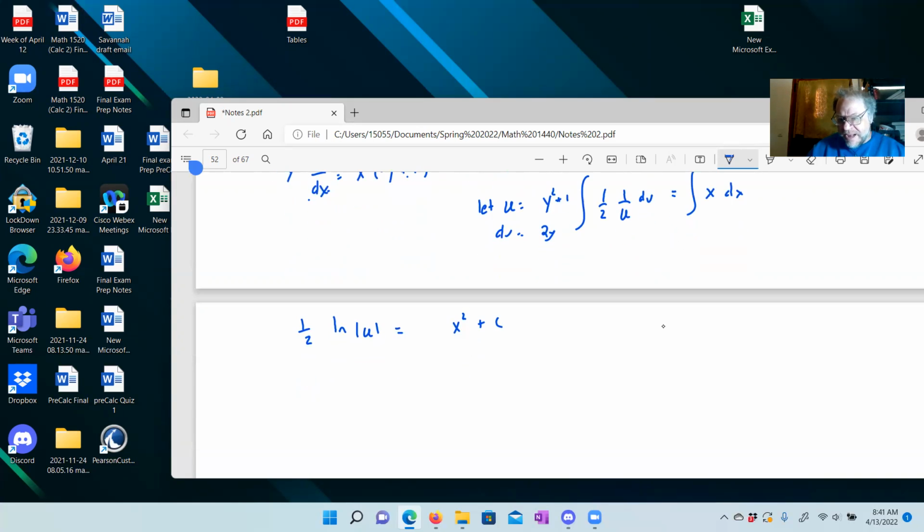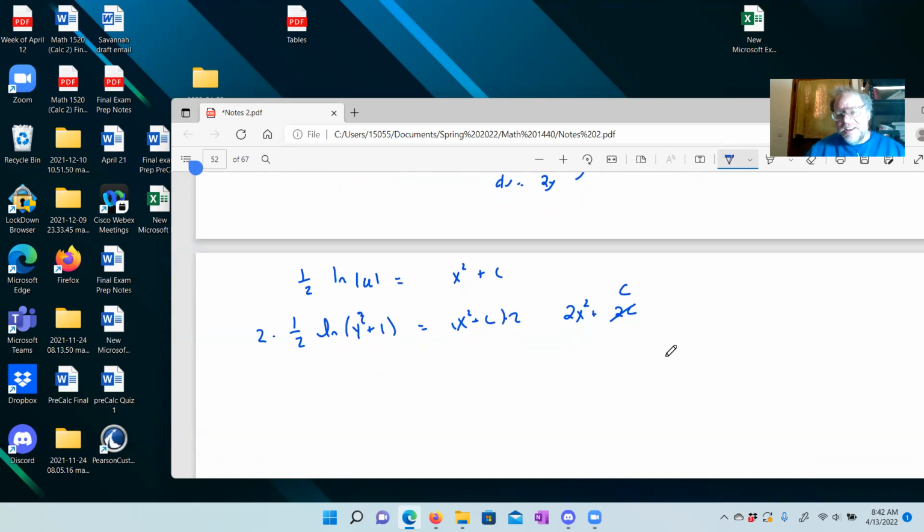And now we'll go back to y space. U is y squared plus 1. This is always going to be positive, so we don't need the absolute values anymore. This is equal to x squared plus c. Multiply both sides by 2. We're going to have 2x squared plus technically 2c, but we're just going to call it c, because twice a constant is a constant. So we have ln of y squared plus 1 is equal to 2x squared plus c.